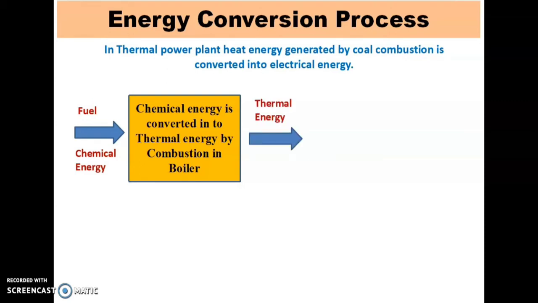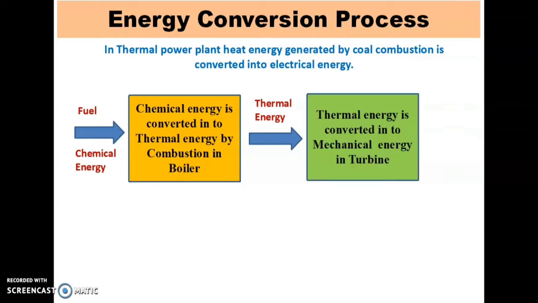Then when the fuel is burned in the boiler, steam gets produced, and that steam consists of thermal energy. Then that steam is given to the turbine, where the turbine starts rotating, and when the turbine rotates, mechanical energy is produced. Thus the thermal energy from the heat is converted into mechanical energy in the turbine.